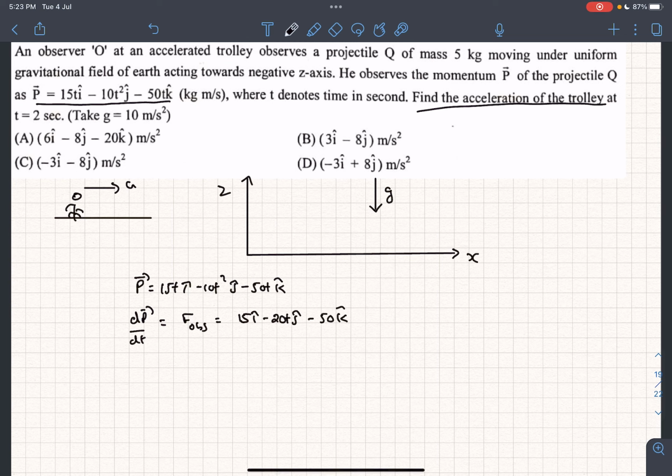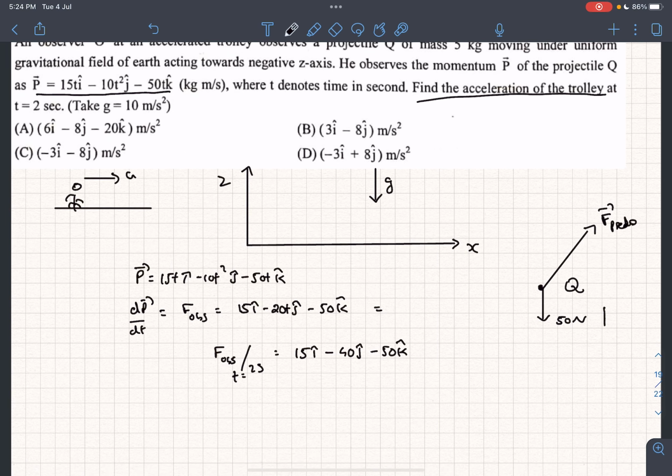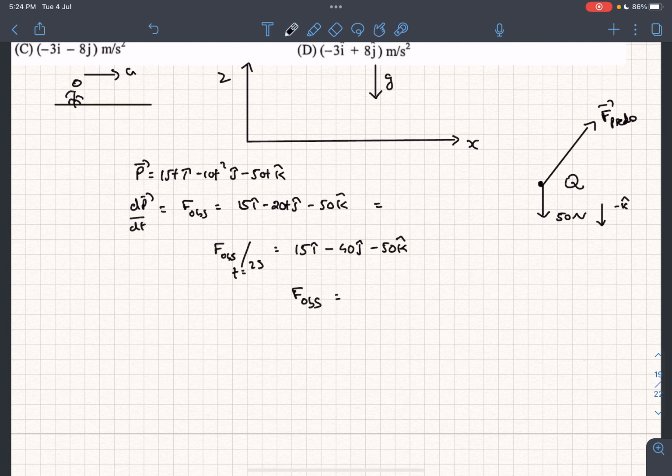Now, as the time is given to be 2 seconds, this is the force that the man observes. With respect to this guy on the trolley, this Q will have two components of forces. One is going to be the weight of this body, and that is going to be 5 into g, which is 50 Newton. And one, we have no idea about it, but in some direction, a pseudo force. This 50 Newton is along the minus k cap direction. So this direction is minus k cap, because of two components. One is F pseudo, the other is the weight of the mass.